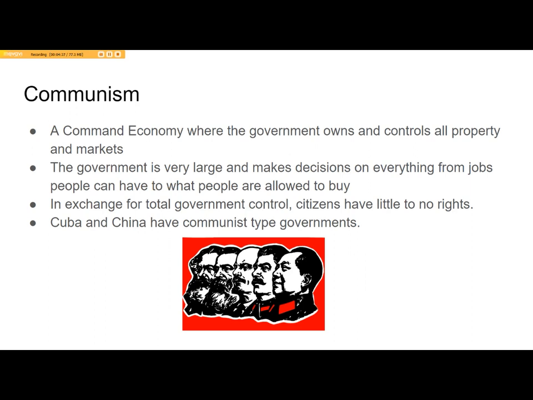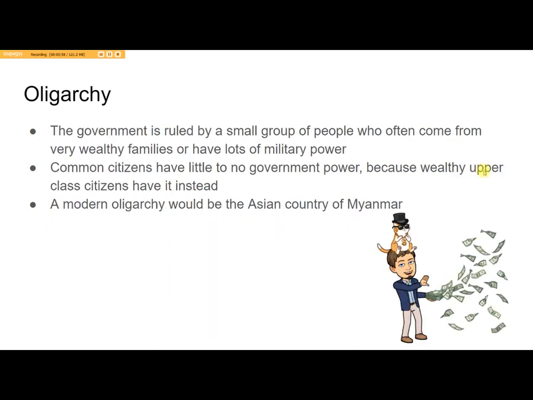Communism is a system of government where the government steps in and decides everything for its people. This can be a problem because if the government doesn't make the right choices for its people, it can be very oppressive, meaning very hard for citizens to live under this kind of system. Cuba and China, to varying amounts, both have a communist type of government in our modern world.